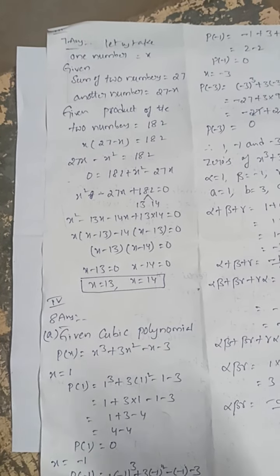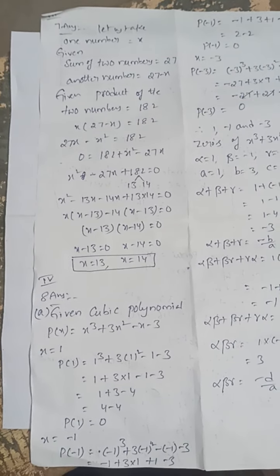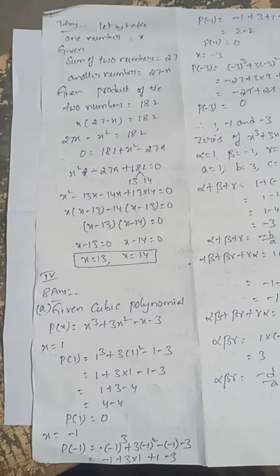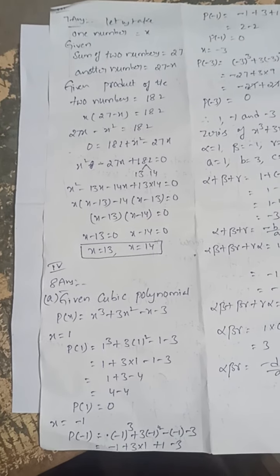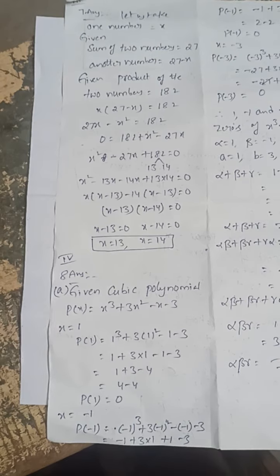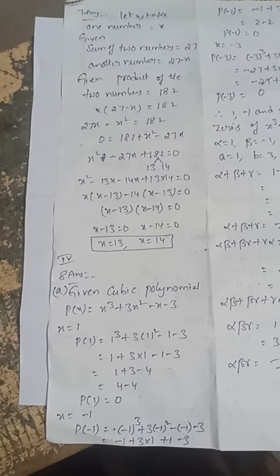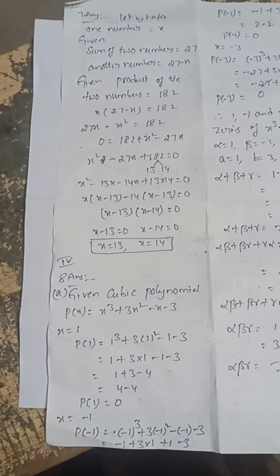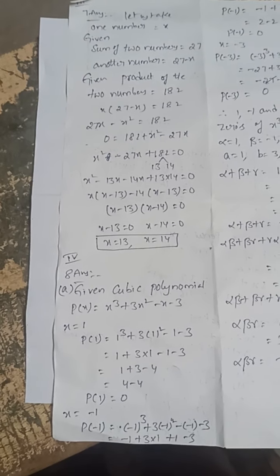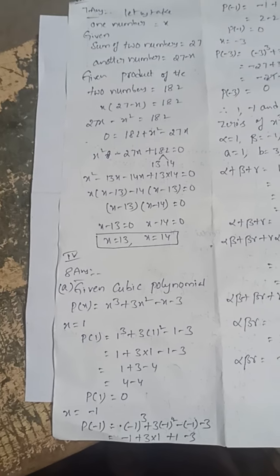Next, seventh question. The sum of two numbers is 27, the product of two numbers is 182, find the numbers. Let one number be x. Given the sum of two numbers is 27, the other number is 27 minus x. The product of two numbers is 182, so x times (27 minus x) is equal to 182. So x square minus 27x plus 182 is equal to 0. 182 we can write as 13 times 14. By using 13 and 14, we can write the sum 27 as minus 13x minus 14x. So x square minus 13x minus 14x plus 13 into 14, then finally we get x is equal to 13 and x is equal to 14.